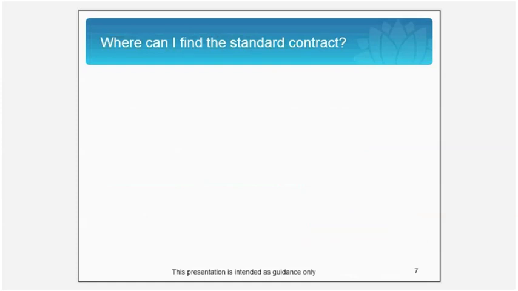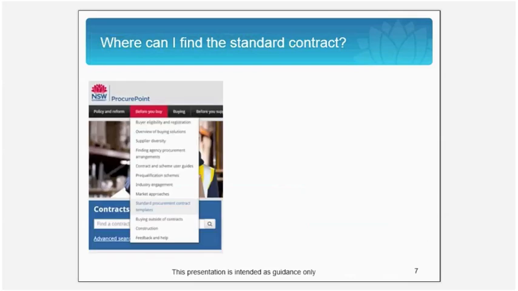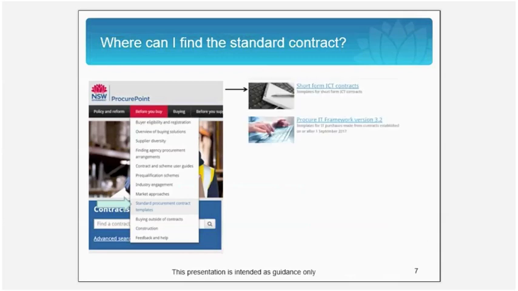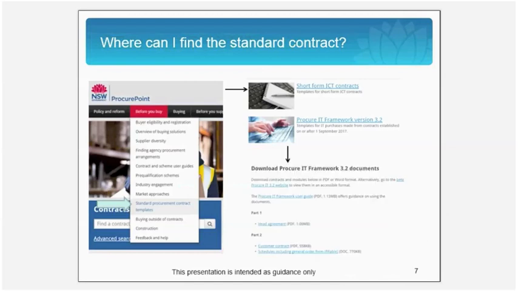So where can you find a copy of the contract? You can navigate through ProcurePoint. When you click on Before You Buy, you can then find the standard procurement contract templates link. When you click on that, it'll take you to the short form contracts link. When you click on that link, it'll take you to a beta website which houses all the contract documents, including the short form contract.